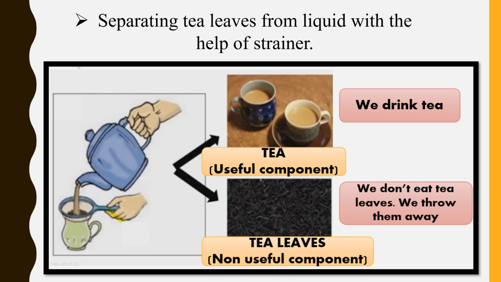Because we usually don't eat the tea leaves, we throw them away. So, the tea leaves over here are a non-useful component and tea becomes the useful component. So, this was the first example of separation where we have separated a useful component from a non-useful component.